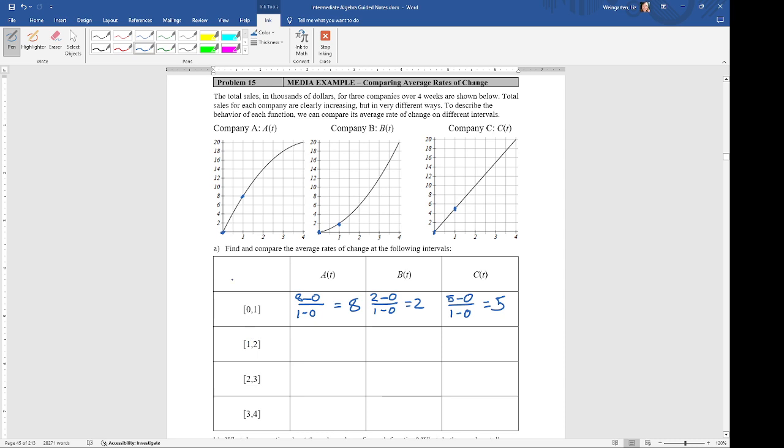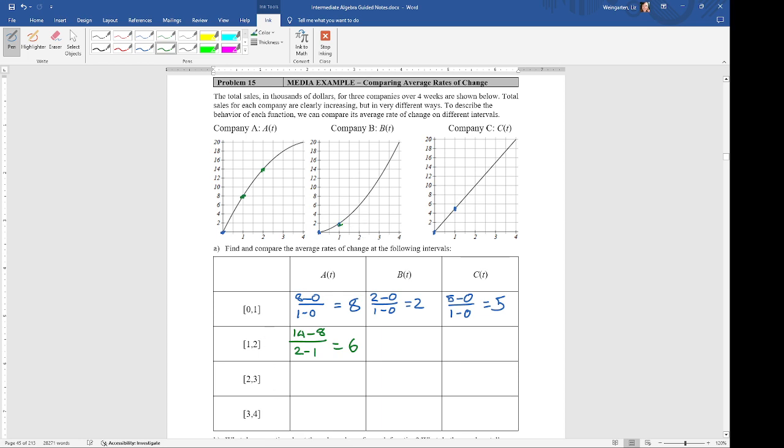Let's look at the second week. I'll do this one in green. In week 2 for company A, we're looking at the difference between this green point and this green point. So we're looking at our output of 14 minus the original output from the previous week of 8 over 2 minus 1. 14 minus 8 is 6, 2 minus 1 is 1. We get 6 over 1, or 6.